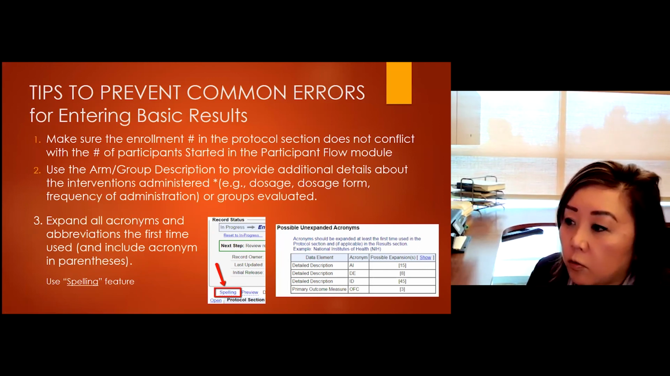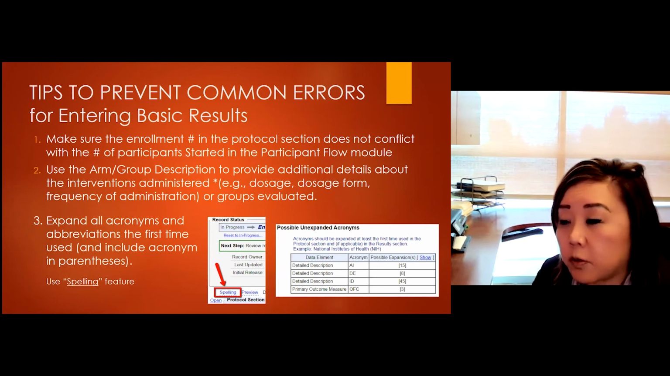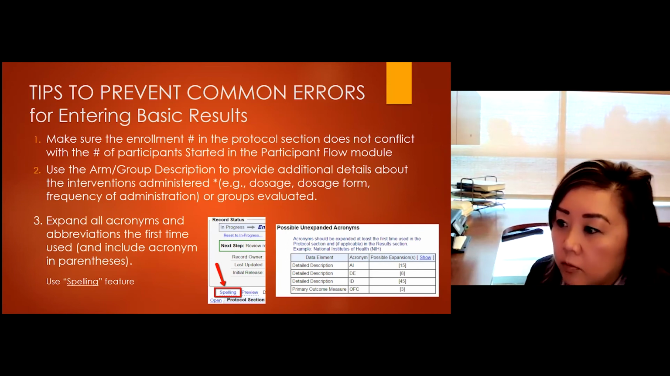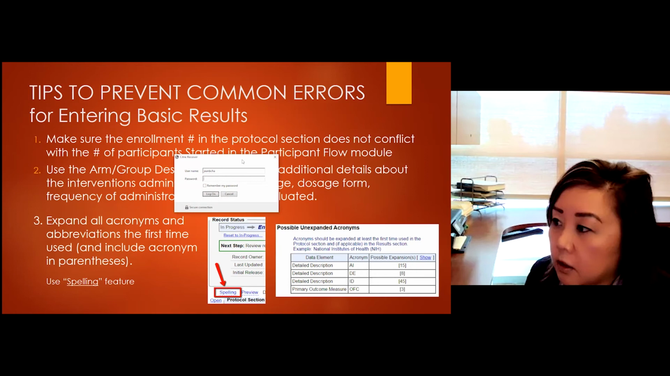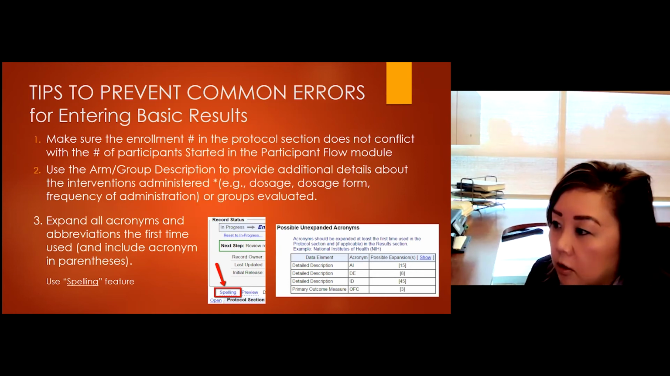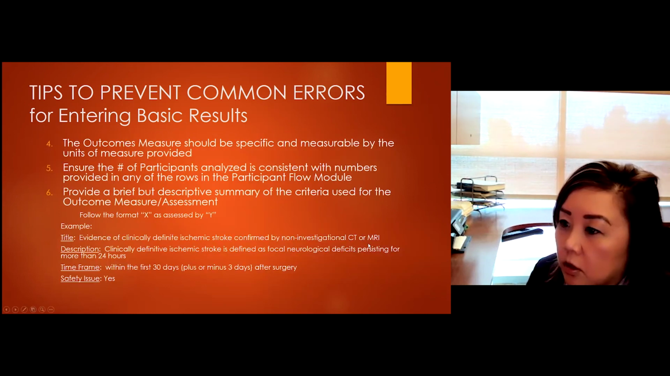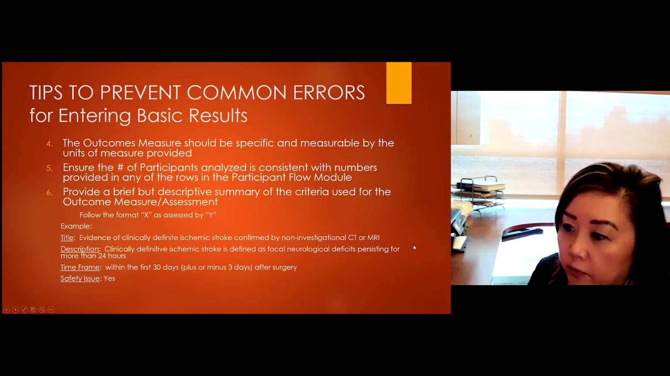So, tips to prevent common errors for entering basic results. Just make sure your enrollment numbers in the protocol section do not conflict with the number of participants started in the participant flow. Use the ARM group description to provide additional details of the interventions administered. Expand acronyms and abbreviations the first time used. Use the spelling feature.